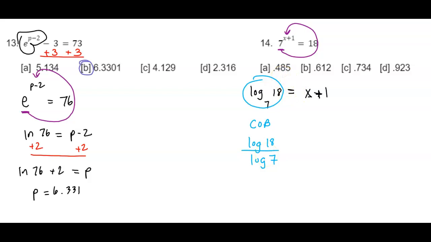And then at that point, we can move this 1 over to the left by subtracting. So I'm also going to subtract 1 from both sides. In addition to the log 18 divided by log 7, in order to evaluate the log base 7 of 18, I subtracted 1. And then when I put that into my calculator, I got that log base 7 of 18 minus 1 is 0.485, which is A.